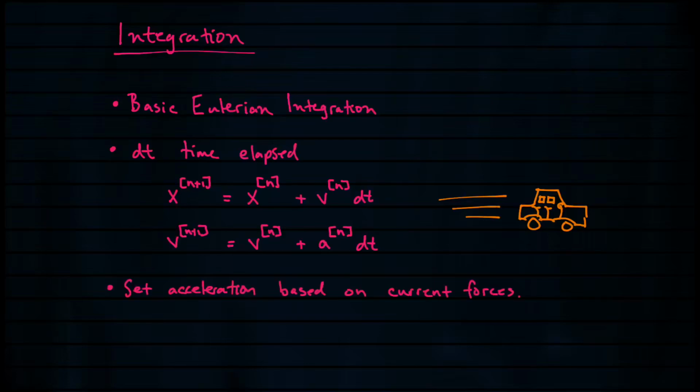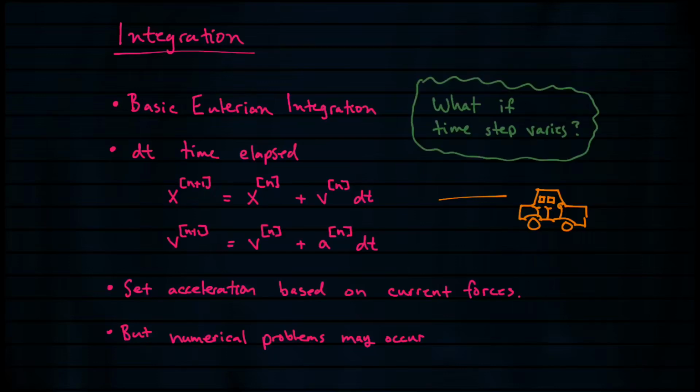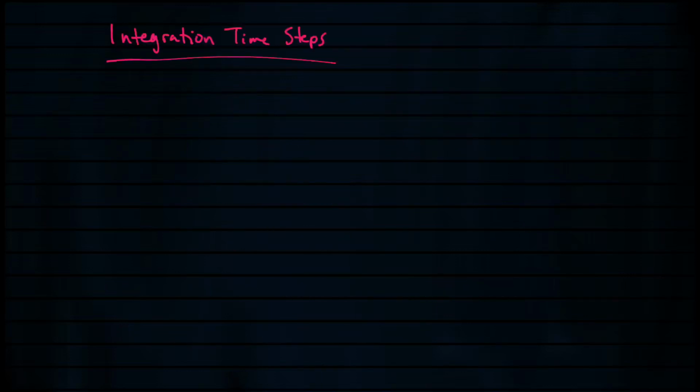So we might set the acceleration based on current forces after this, but there are numerical problems that may occur, and we have to consider other things. For example, what if the time step varies? Or what happens if we choose to update the next version of velocity before we update the position? What could possibly happen? So let's think about this more.